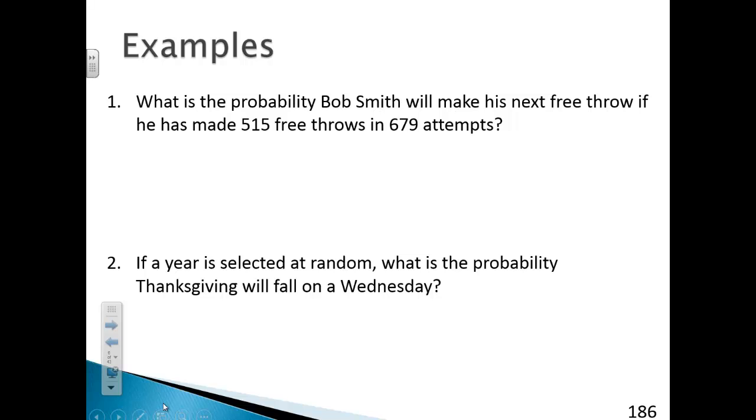Alright, number 1, what is the probability Bob Smith will make his next free throw if he has made 515 free throws out of 679 attempts? Well, he's had 679 attempts, and he's made 515 of them. Again, this is a fraction that, just looking at it, doesn't make a lot of sense. It's not like 1/2. We know what 1/2 is, or 3/4. Those are easy fractions that make sense. 515 out of 679 does not make a lot of sense.